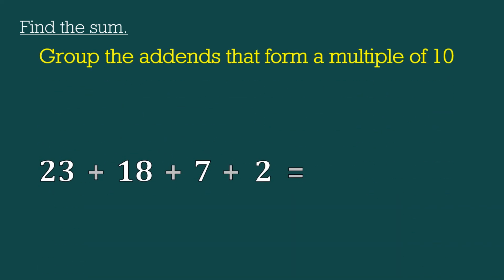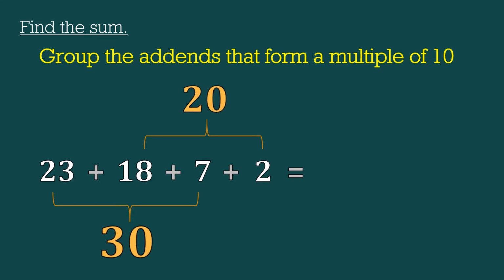Let's have another example. We see 23 and 7 makes 30. 18 and 2 makes 20. Then we add the addends that form the multiples of 10. 30 plus 20 is equal to 50. So, the sum of the addends is 50.